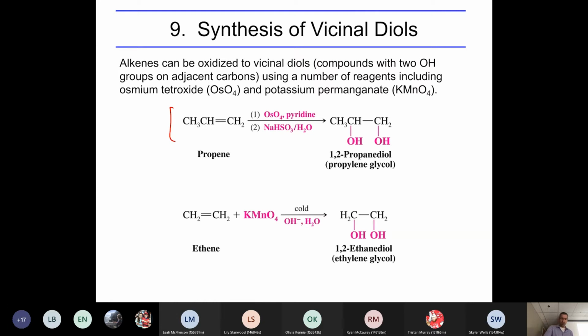And then we use sodium bisulfite, NaHSO3, and water in step 2. And that breaks down the intermediates to give you 1,2-propane diol. I'm going to show you a bit of the mechanism here, but I'm never going to ask you to draw it again. This is not one of the mechanisms you need to be able to write out. You can get the same product using KMnO4 permanganate in the presence of base if it's cold. And we're going to look at what happens if it's hot.